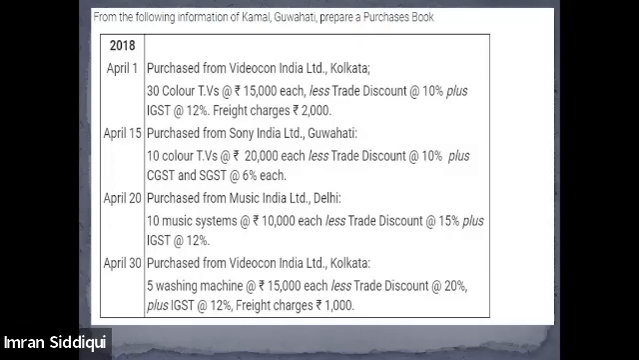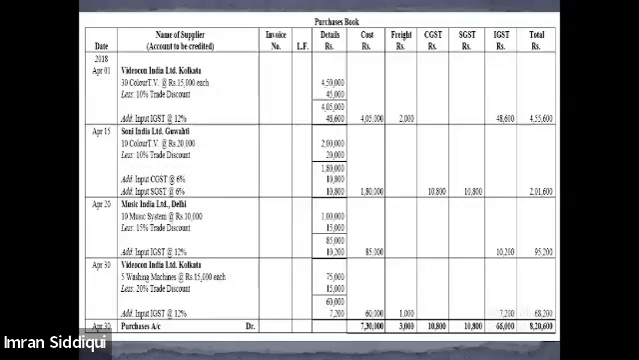Okay, let me show you the solution of this question. See, for the first transaction on April 1st, purchase from Videocon India Limited, Kolkata, 30 color TV, 15,000 each, less trade discount 10%, IGST 12%, freight charges 2,000. So this will be recorded like this. See, first of all, 30 color TVs have been bought. So 30 into 15,000 will be 45,000.